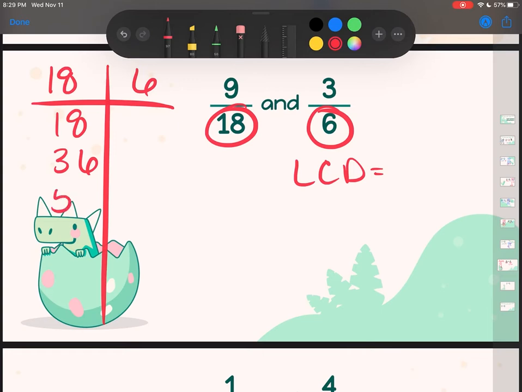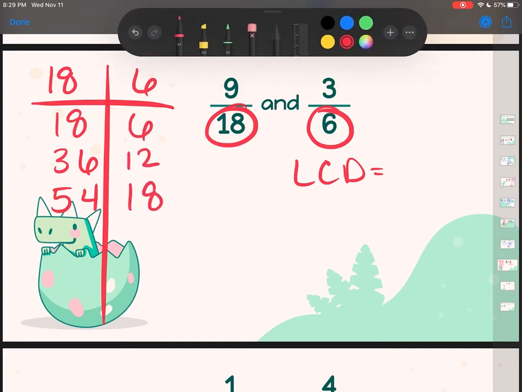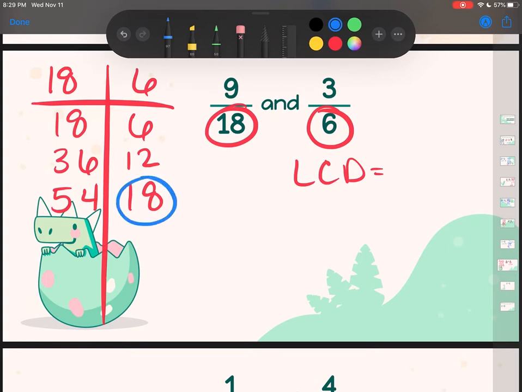Well, 18 would be 18, another 18 would be 36, another 18 would be 54. I think that's about as high as we need to go for 18, because for 6, chances are we're probably going to run into something before then, right? Because that's pretty high up. Well, 6 would be 6, 12, 18, right? We see 18 on both our lists. Just like before, 18 is already a multiple of 6, so it did not even have to change at all. So our least common denominator of 18 and 6 is going to be 18.